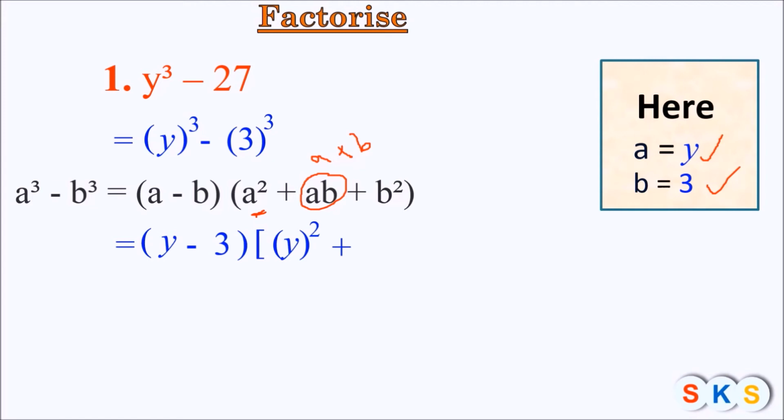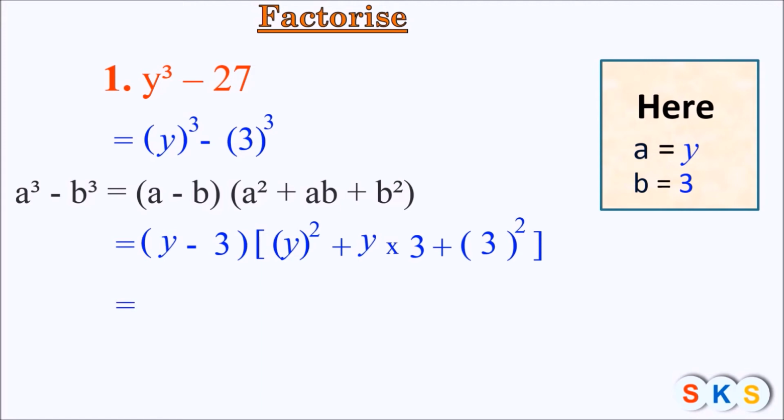So we will get here y into 3 plus, and you can see here the last term is b square, and at the place of b we will write 3. So we will get here 3 the whole square. After substituting the value of a and b in this formula, we will go for the further simplification.